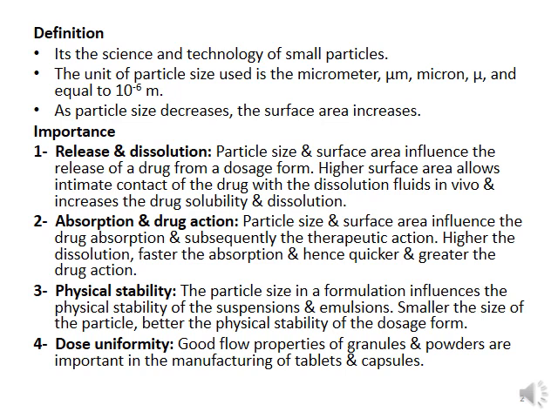Dose uniformity. A good flow property is extremely important in the manufacturing process of solid dosage forms such as tablets and capsules. If we have a problem with the flow, then the flow will affect the dose uniformity, and therefore the product will not pass the content uniformity, which will be discussed later.